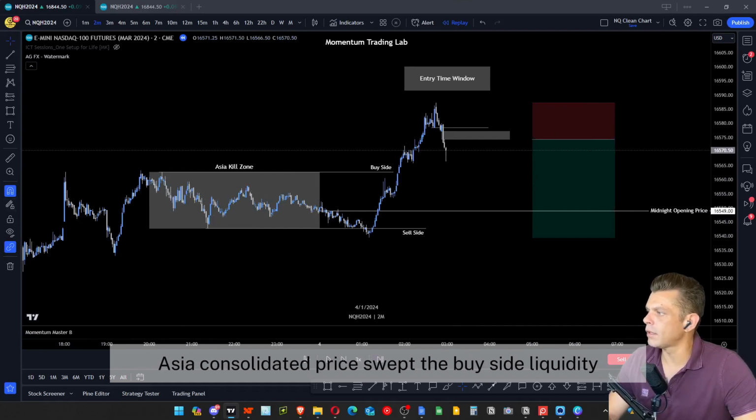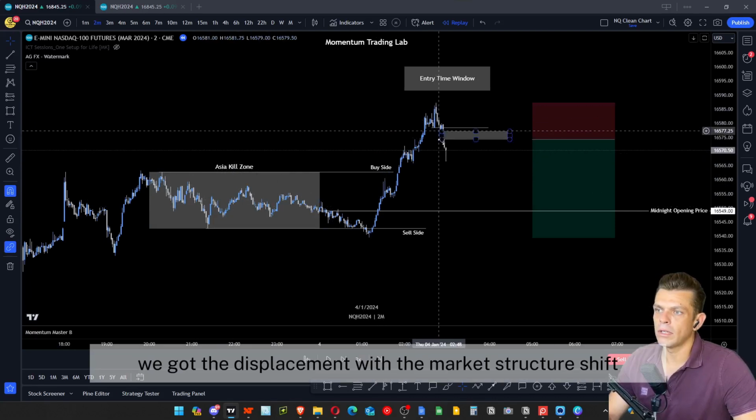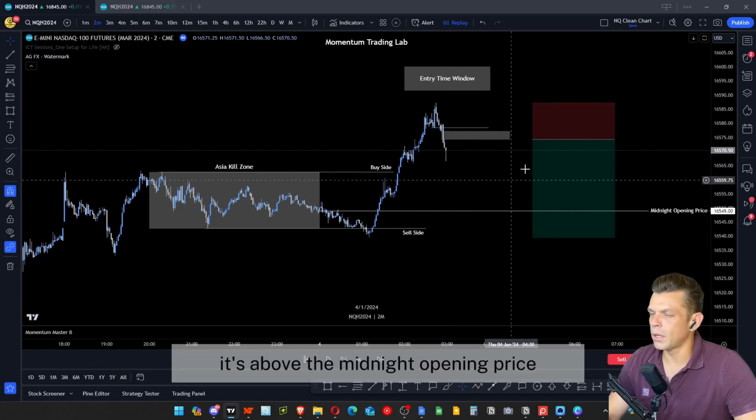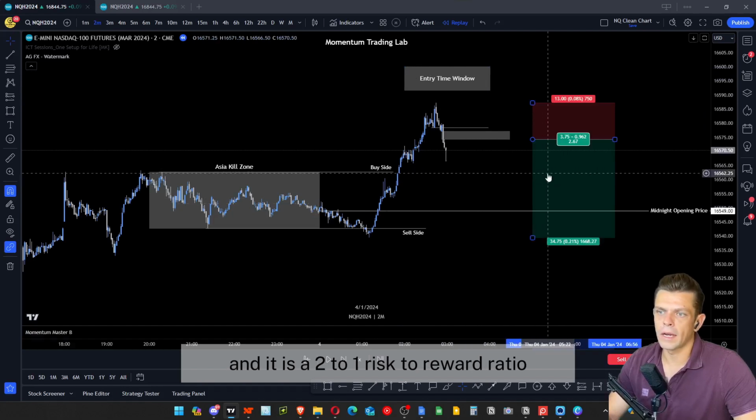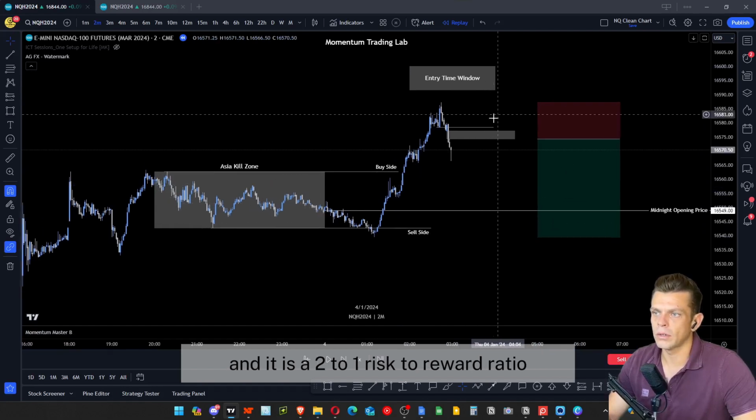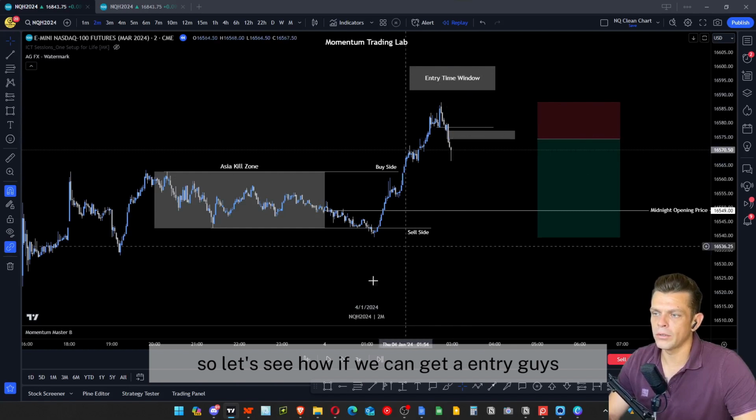Asia consolidated. Price swept the buy side liquidity. We got the displacement with the market structure shift. It's above the midnight opening price. It's within the entry time window, and it is a 2-to-1 risk to reward ratio. So let's see if we can get an entry.